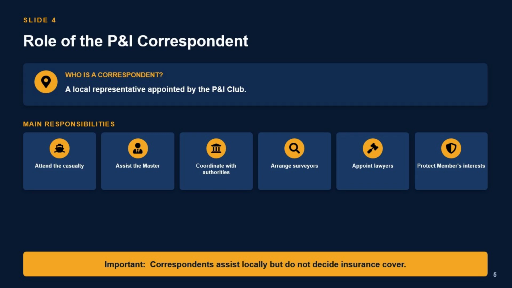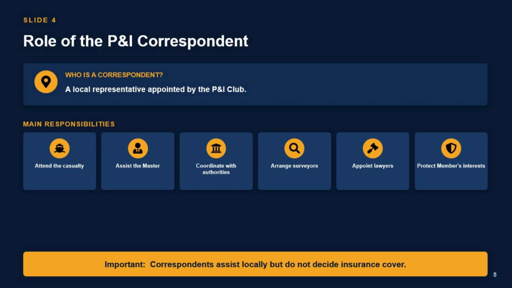Slide 6. Role of the P&I correspondent. One of the biggest strengths of a P&I club is its worldwide network of correspondents. A correspondent is the club's local representative at a particular port or country. Because they understand the local language, laws, authorities, and procedures, they are able to provide immediate practical assistance when an incident occurs. Their responsibilities include attending the casualty, assisting the master, arranging surveyors, appointing lawyers when necessary, coordinating with local authorities, and helping resolve practical issues during the claim.